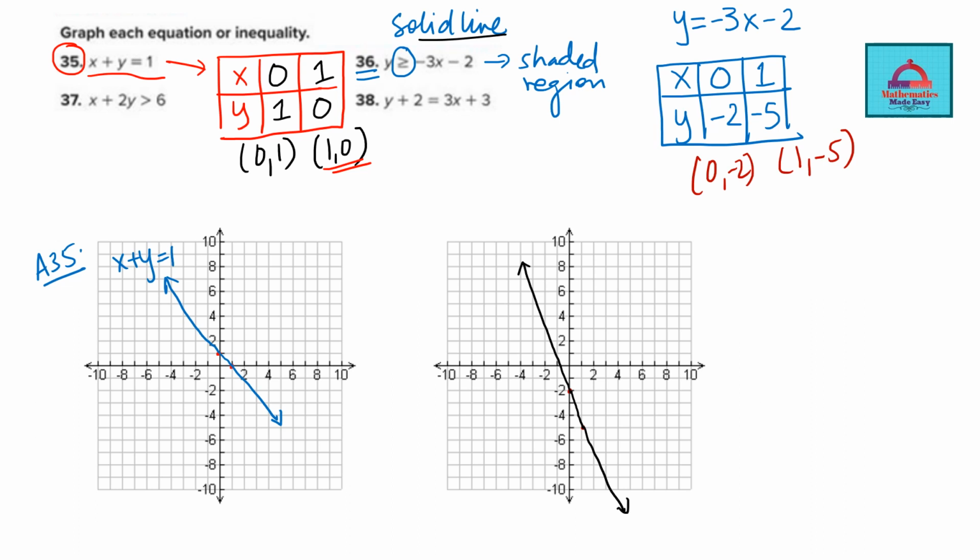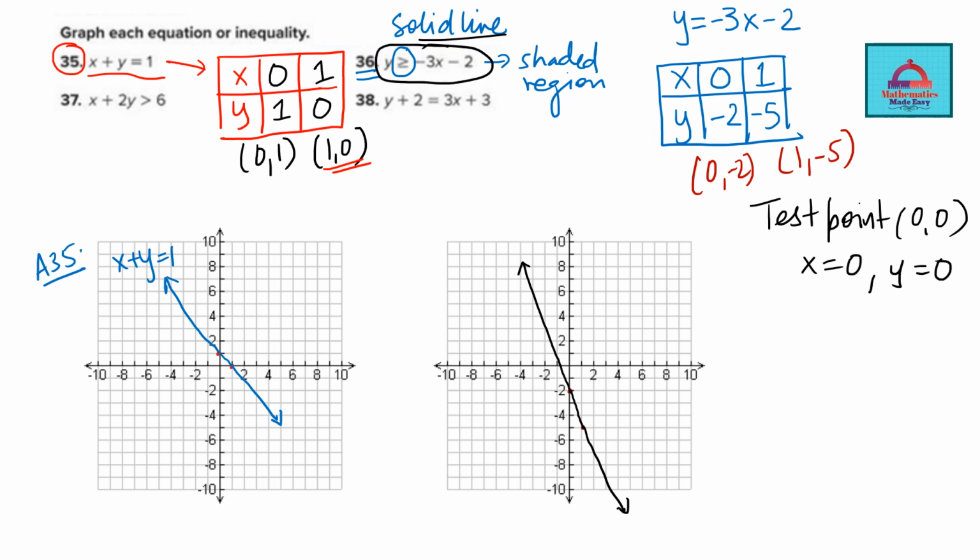So for that, I will take the test point. Usually the test point that we take is 0, comma 0. So put x equal to 0, y equal to 0 in this inequality which is given in the question. So let's check, is it true? Y is 0. Is it more than minus 2? Is 0 more than minus 2? Think about it. Definitely 0 is more than minus 2. So this inequality is true.